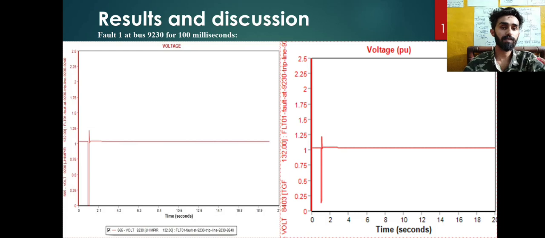In the dynamic analysis, we conducted a bus fault by applying a fault for certain milliseconds. For example, here we have given a bus fault on bus 92304 for 100 milliseconds. And this is the comparative analysis of the voltages of the particular TGF and Jhimpir, how the voltage behaved when the short circuit was applied on the bus.